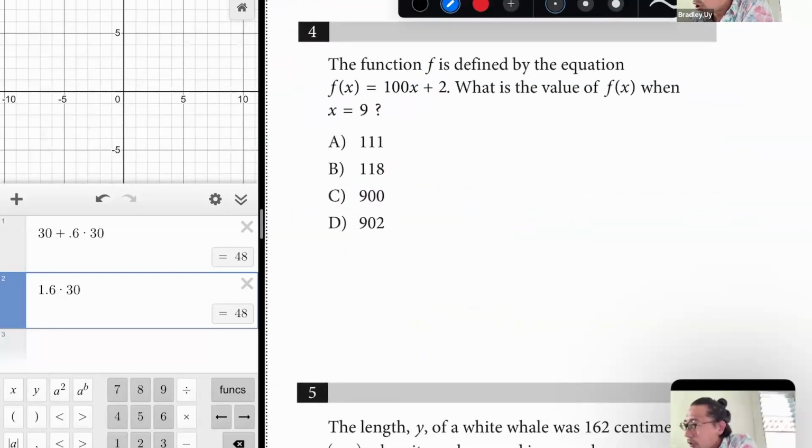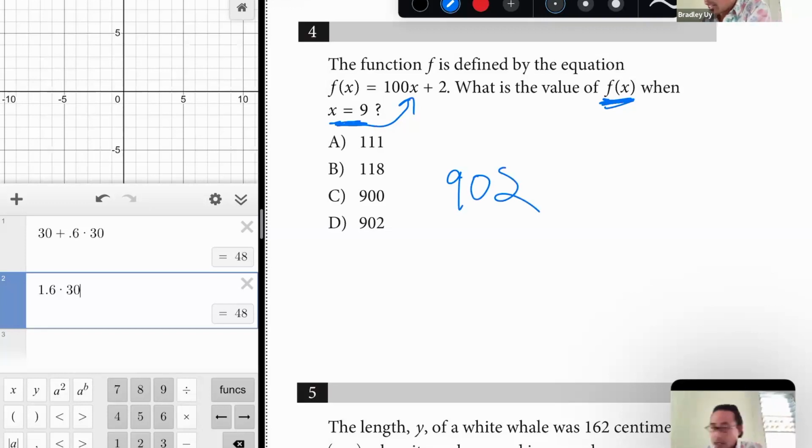Back to function notation, which we did in part 1, one of the earlier questions. Notice they want the value of f of x when x is 9. So all we're going to do is plug 9 in there. So 100 times 9 is 900 plus 2, so we've got 902. That is the right answer, and that would be D.